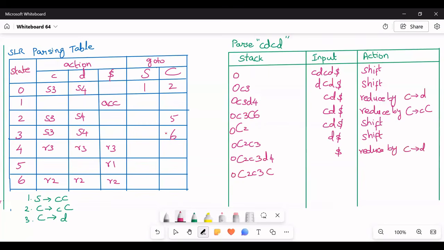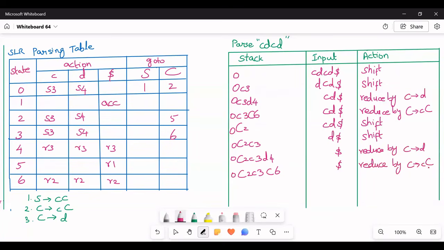Refer go to table. 3C is 6. Then 6 and dollar. 6 and dollar is reduced by production number 2. C tends to small c capital C. So reduce by C tends to small c capital C.